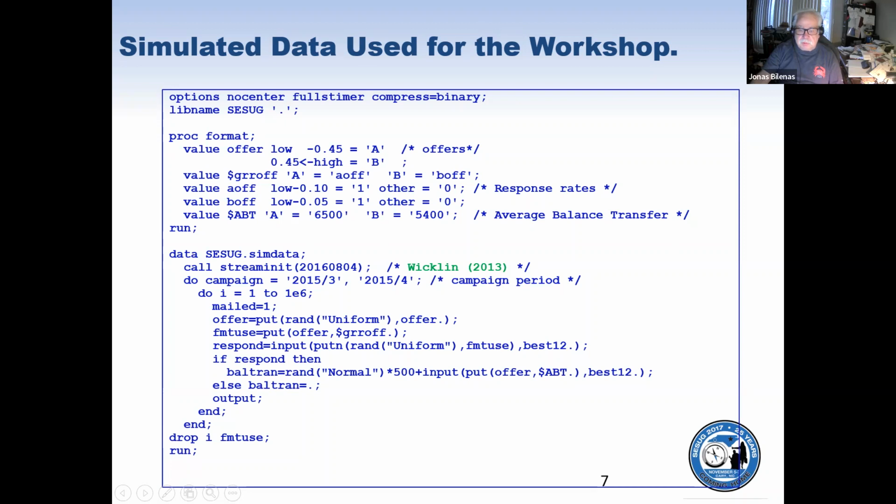So it's going to use the FMTUs as a format. And where's the FMTUs? I already lost it. But then it takes the best 12. So how many responders are coming in? And then the balance transfer is also calculated with a normal distribution.